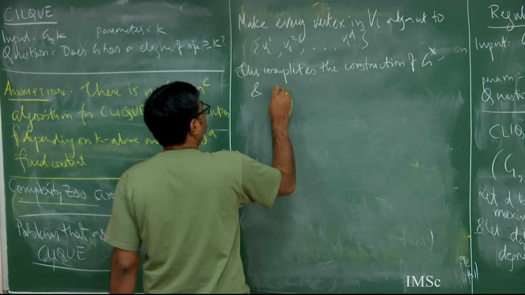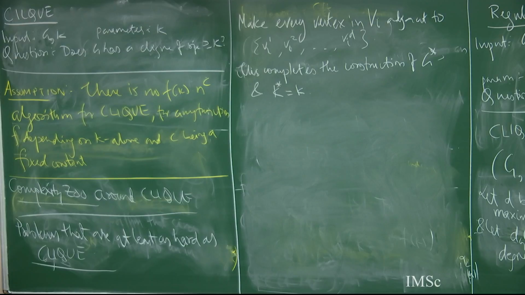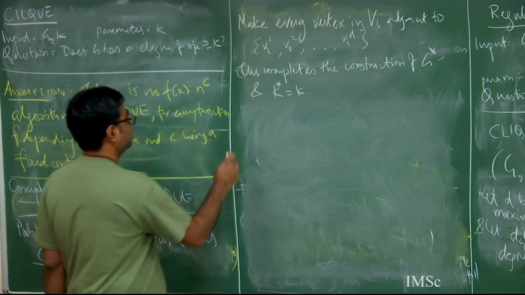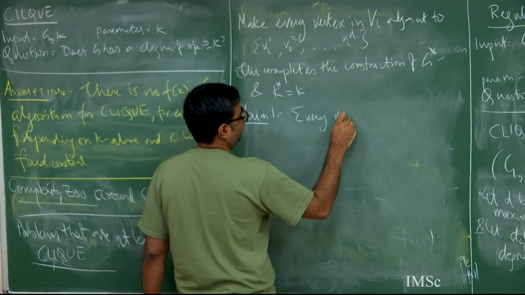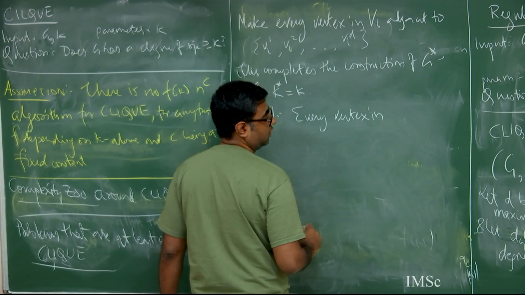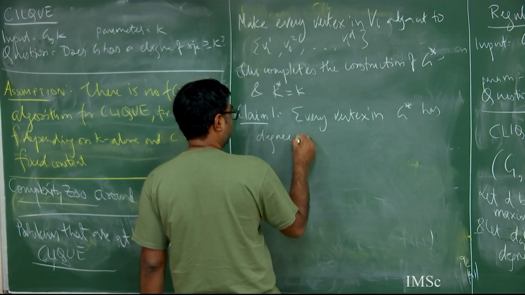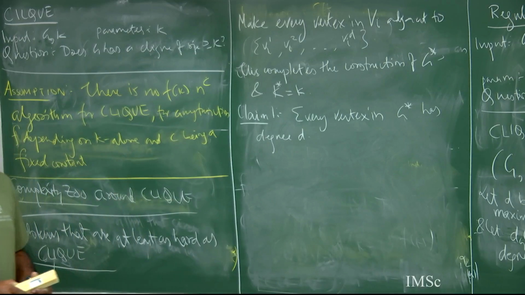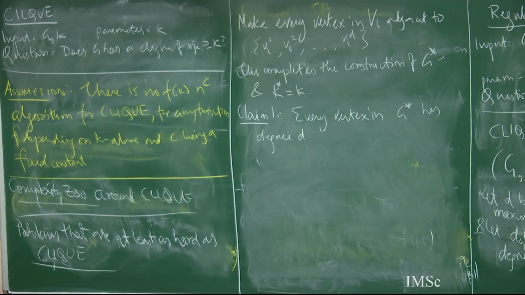And what is K star? K star is K. Claim 1: every vertex in G star has degree D. Right? Why? Because look at any vertex. It has some degree and it gets the remaining degree from its V_i copy. So every vertex here clearly has the same.